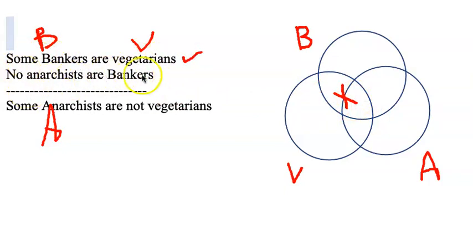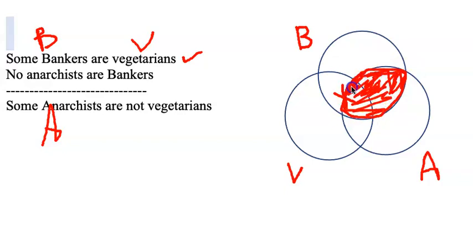No anarchists are bankers. Oh dear. So what that's going to do is say, see the space between the anarchists and the bankers? That space is empty. We're saying it is not allowed to have anything in it. That's what that premise says. So basically we shade that out.